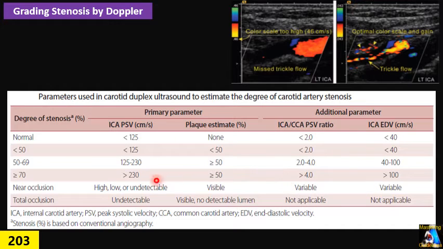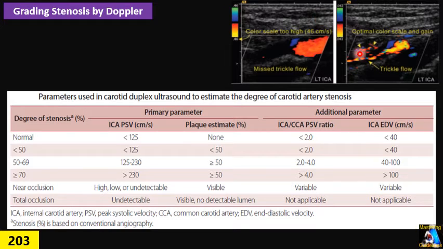One of the most important parts in grading stenosis is differentiating near occlusion or subtotal occlusion from total occlusion. Total occlusion means complete blockage; we don't have any blood flow through that area. Near occlusion happens when we have a stenosis of usually over 95%. In this situation, surgery is needed, but for total occlusion, they don't need surgery.